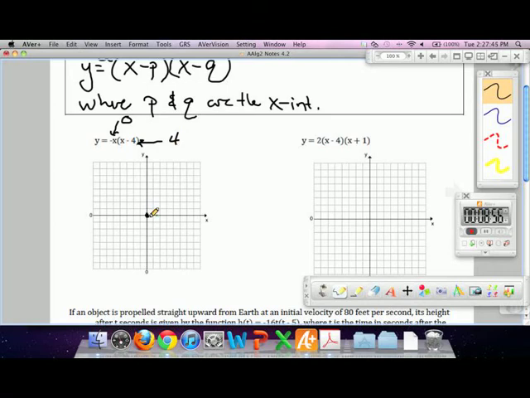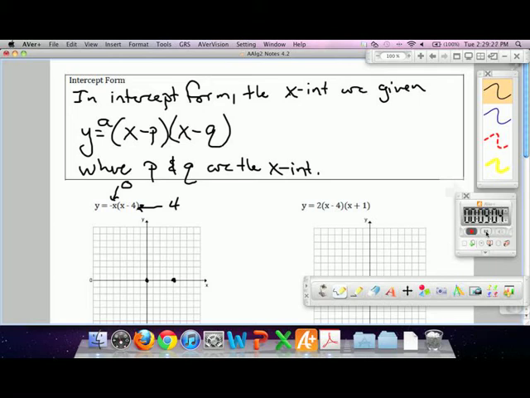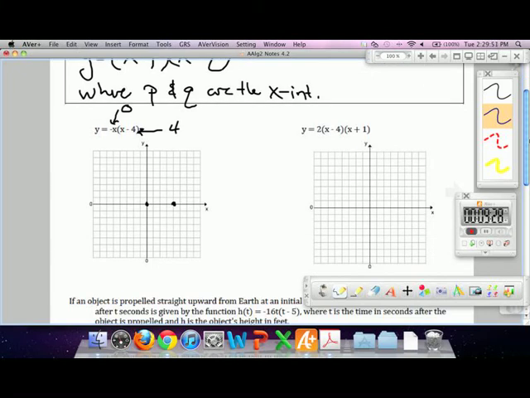As a formula, the axis of symmetry is x equal to the average of the intercepts. So if you add them together and divide by 2, you get the halfway point. You get the average. If you add 4 and 0 and divide by 2, you get 2. So in our case, the axis of symmetry should be x equals 2, because our parabolas are nice and symmetrical.